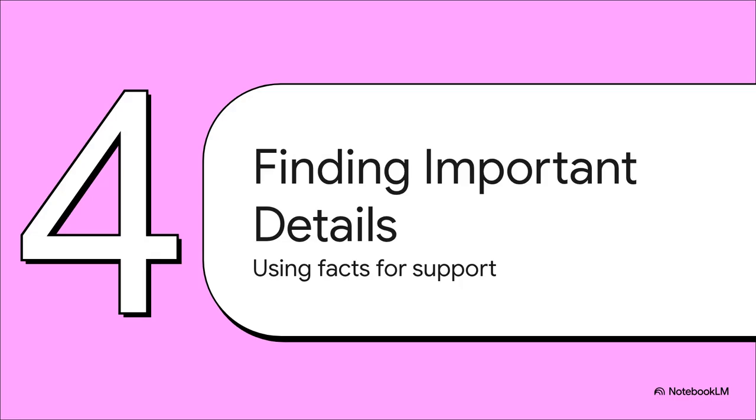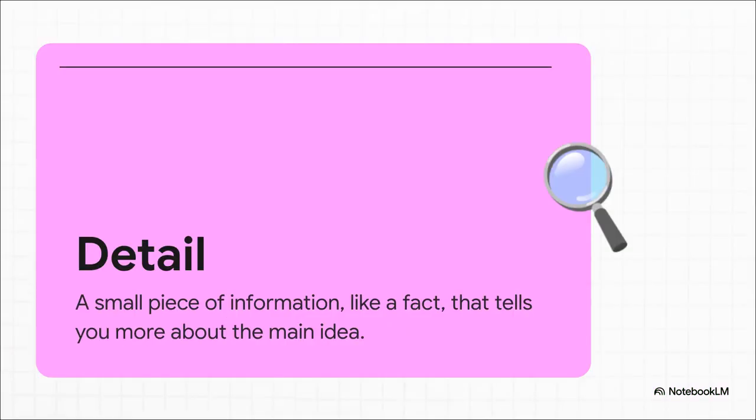Okay, but how do we know that's the main idea? How can we be sure? Well, a good main idea always has proof to back it up, right in the text. And we call that proof details. So what are details? They're just the small pieces of information, the little facts that show us the main idea is true. They're the evidence, the proof.